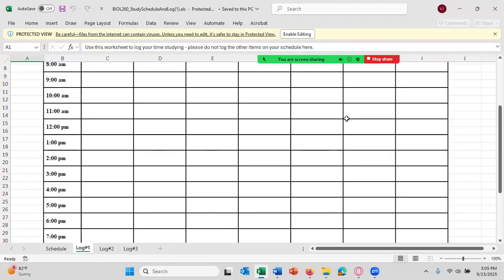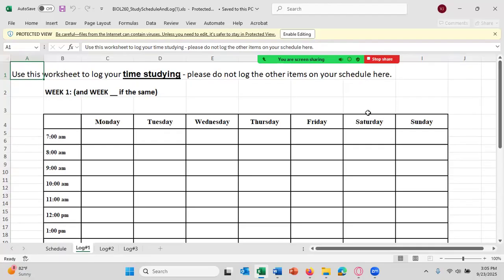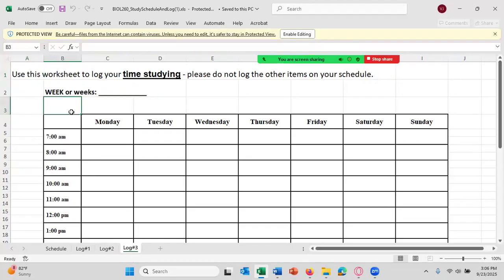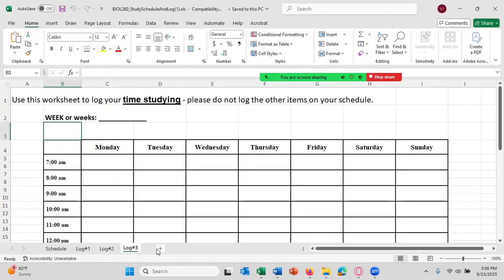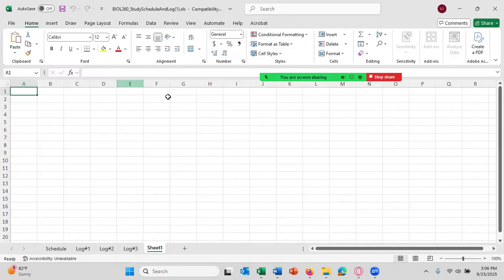And then log one is for week one, and that is if you're studying for week one. But if you're studying for week two, and it's different from week one, go ahead and put it on log two. And then week three, if it's different from week one and week two, go ahead and put it in week three. I've never had anyone use more than 3 weeks of study schedule, but if you need more, just create more by clicking the plus button there, and then make another one for week four.